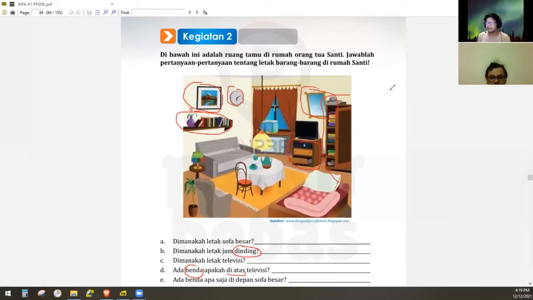Di atas televisi ada cermin. Ada is like exist, right? So di atas televisi ada cermin, or ada cermin di atas televisi. Is that clear? Yes. Okay, question E. Ada benda apa saja di depan sofa besar? Depan means in front of. So, what items are in front of the big sofa?